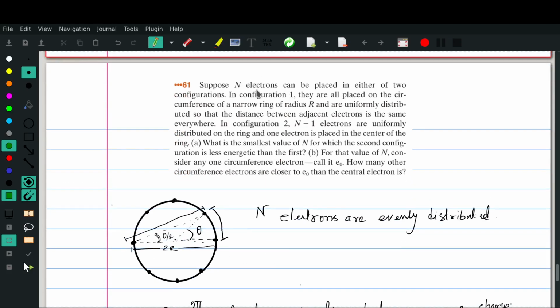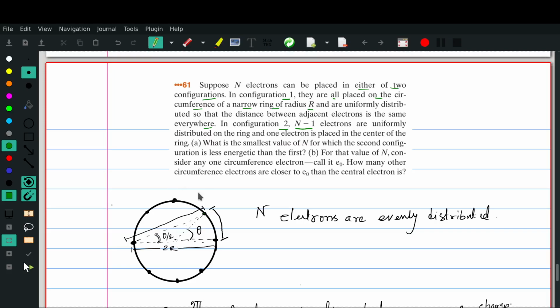Suppose electrons can be placed in either of the two configurations. In configuration 1, they are all placed on the circumference of a narrow ring of radius r and are uniformly distributed, so that the distance between adjacent electrons is the same everywhere. So that means you have a ring and you uniformly distribute the charges. In configuration 2, n minus 1 electrons are uniformly distributed on the ring, and 1 electron is placed at the center of the ring.